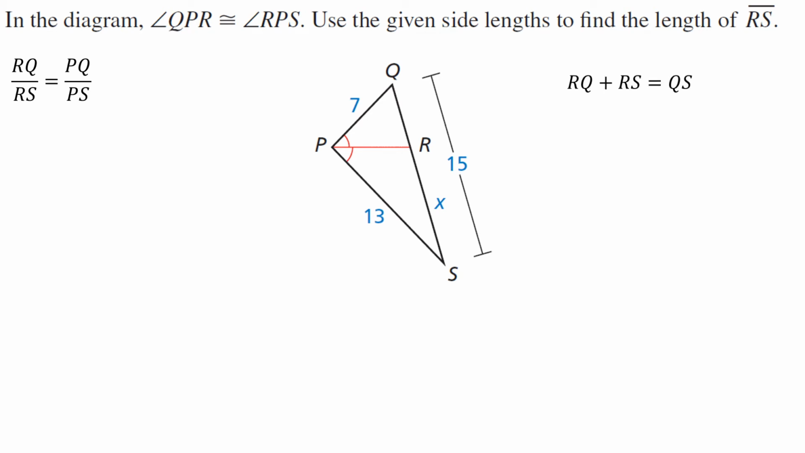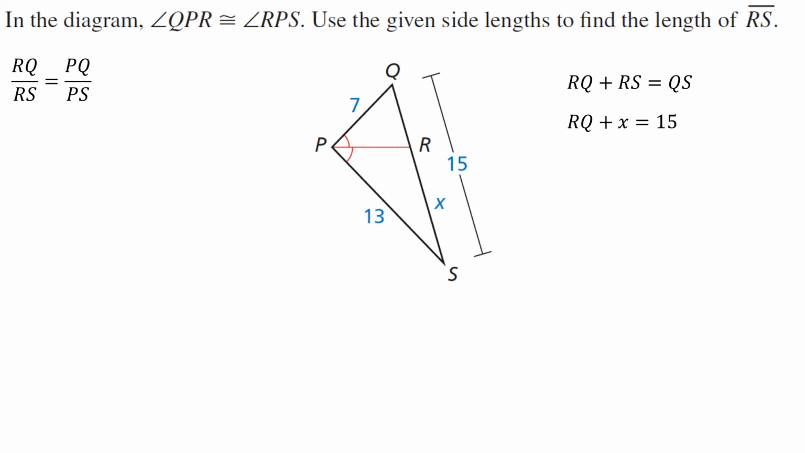Oh my goodness. I don't have any knowledge about QR. How am I going to put QR, or in this case, I guess RQ is how it's written, how am I going to get RQ into my equation? I see a 7, I see a 13, I see an X, but that 15 does not refer to RQ. That 15 refers to QS.